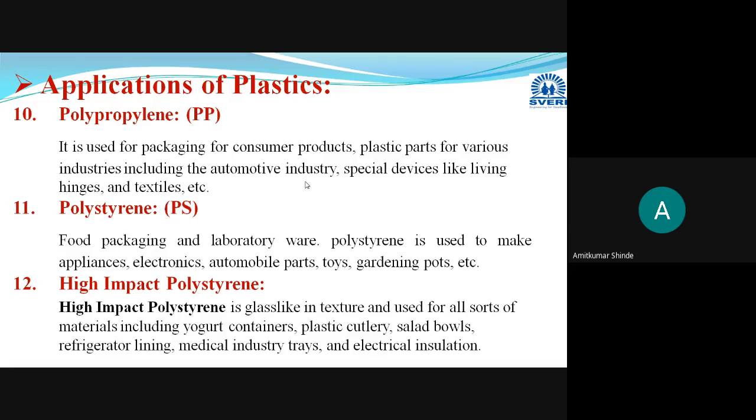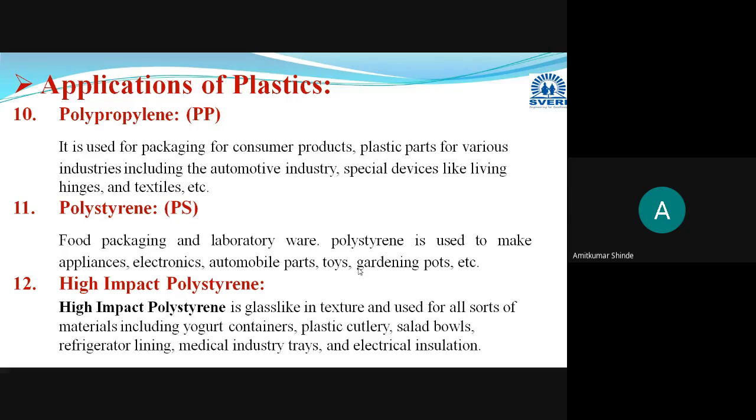That toy consists of ABCD symbols, or they will provide one picture and small parts, and you have to join those parts. That kind of toys are made from this polystyrene only. Then gardening pots made from plastic are also polystyrene. Whichever gardening pots are there in the gardens, small pots in which you plant flowers, those pots are made from polystyrene only.